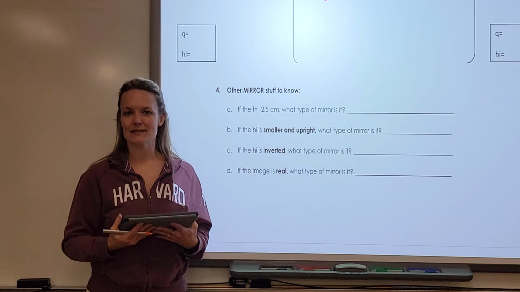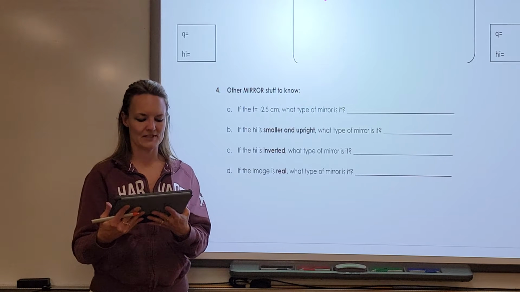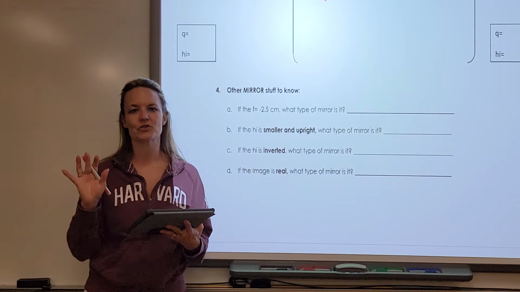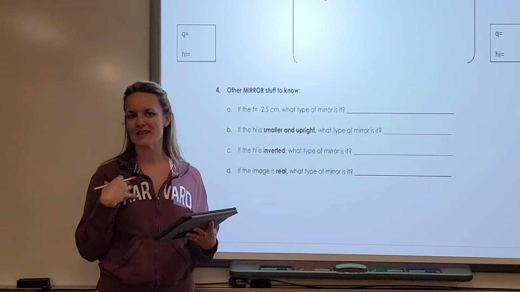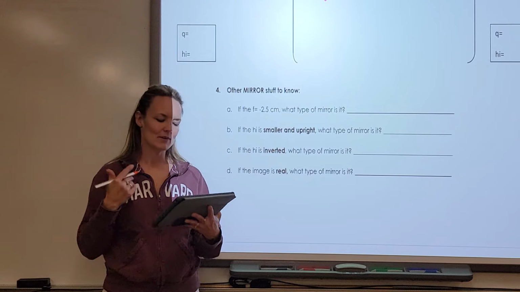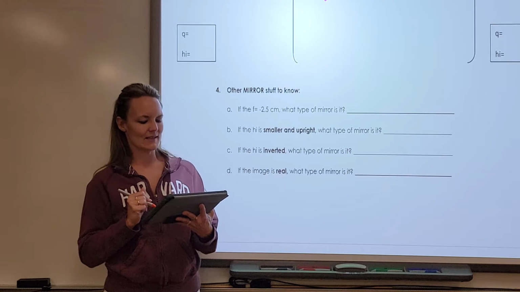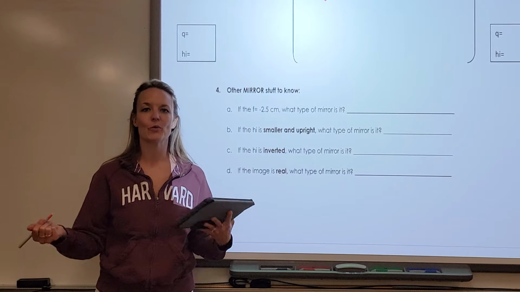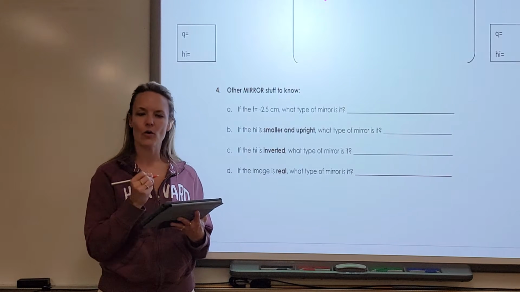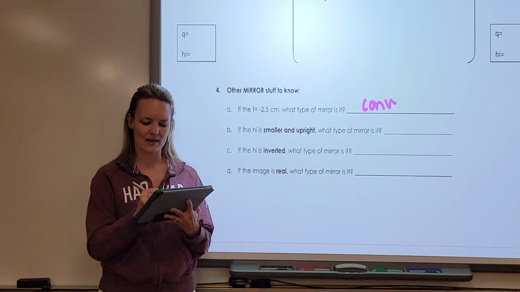Okay, take a pause here, and please try to answer questions 4A through D. Hit pause on the video, try to answer them yourself, because you may see some of these in multiple choice, and then check them to make sure that you have the correct answers. If the F is negative 2.5 centimeters, what type of mirror? Well, all we know is that the F is negative. Only one type of mirror has a negative F, and that is convex.